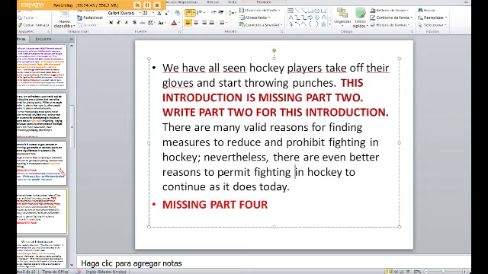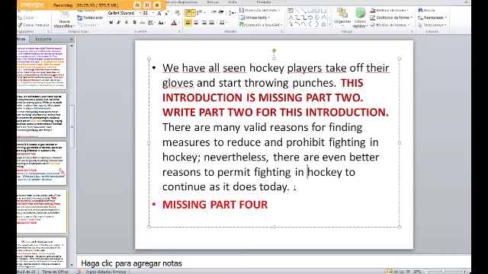In this one, if you analyze it with just a little bit of intuition, you can discern that the topic is probably: should fighting in hockey be prohibited? Because as you know, fighting in hockey is allowed, and it's a pretty hot topic. So some people believe that fighting in hockey should be prohibited, and other people believe that it should remain a part of the sport. So that would be appropriate for section number two.